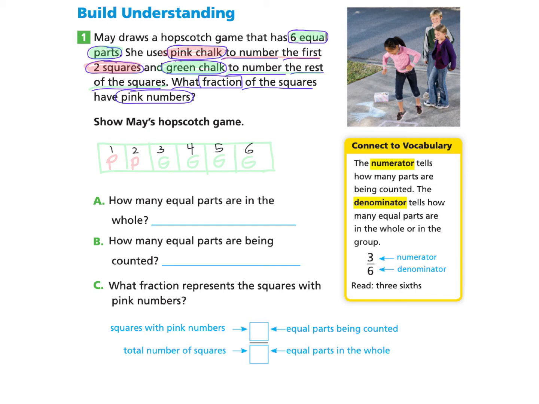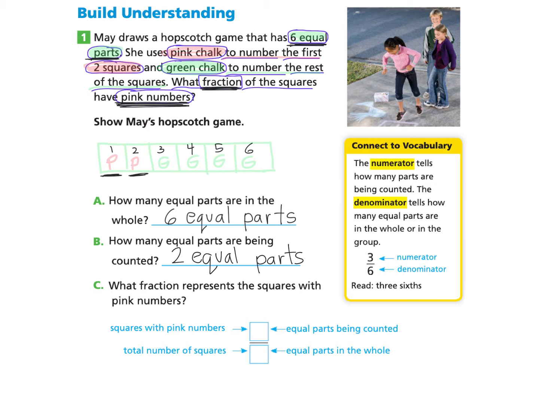How many equal parts are in the whole? Well, I have numbered them. There are 6 equal parts because it tells us that in the word problem in the beginning, and that's also what I have drawn. Now let's take a look at part B. How many equal parts are being counted? We want to find out that fraction of the squares that have pink numbers. So we are counting these 2 squares. So we can answer that there are 2 equal parts.